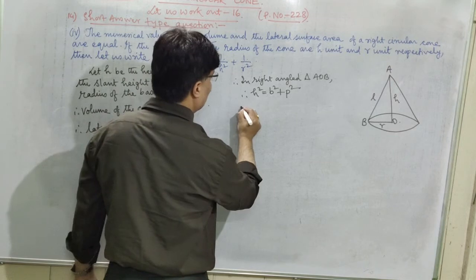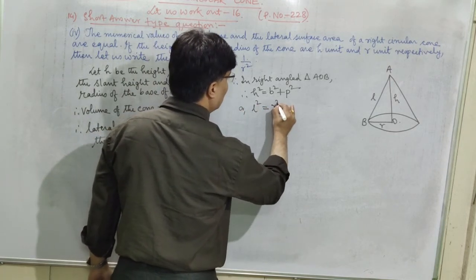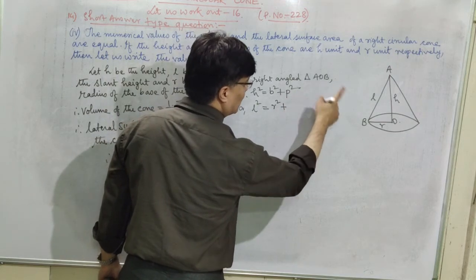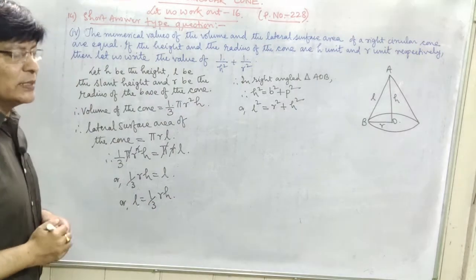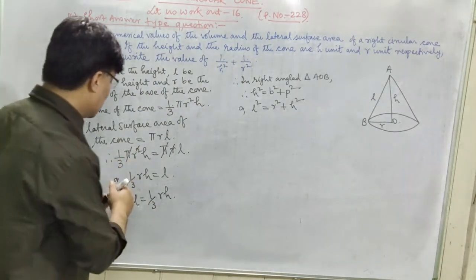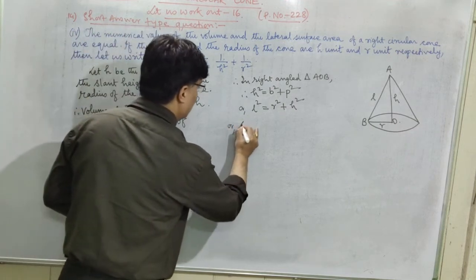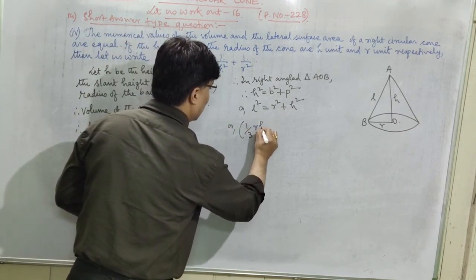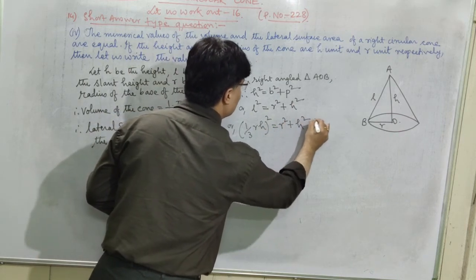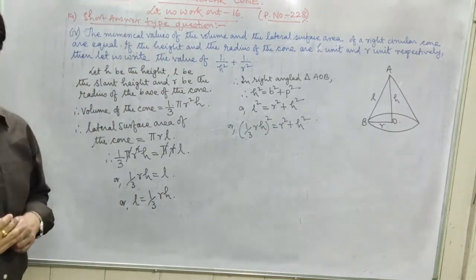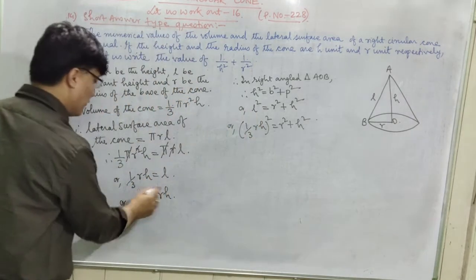So let us put the value here. What is H whole square? That is L square is equal to, what is B square? R square plus what is P square? That is your H square. So I think you have understood it. So let us put the value for L here. What is the value for L? What is L whole square? It is 1/3 RH whole square is equal to R square plus H square. So we have just put the value for L from here.